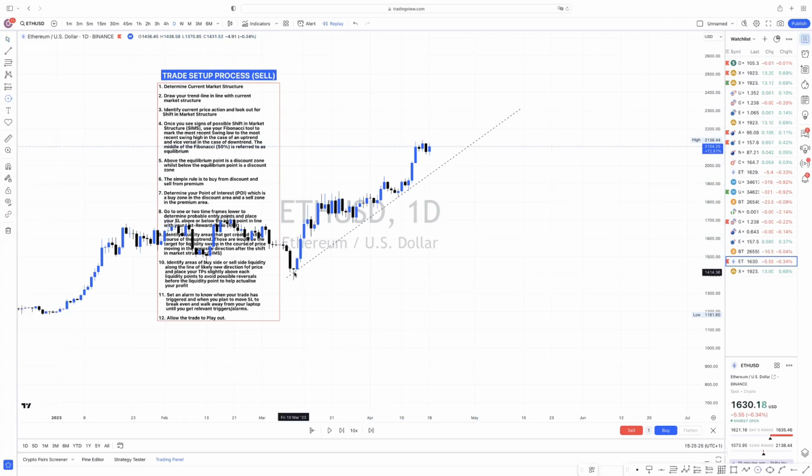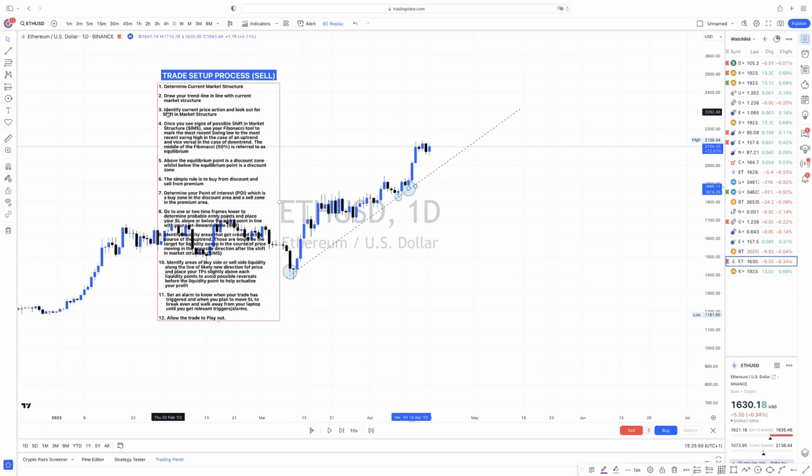It is a valid trend line because it's touching at least 3 points up onto the current market price, or up onto the current price action. So this gives me the confidence that this is a valid trend line. So that takes care of number 2.